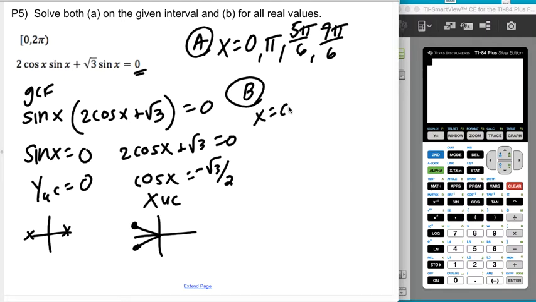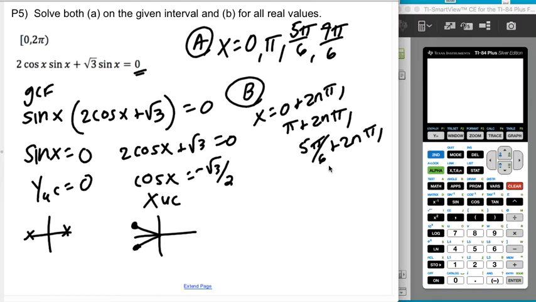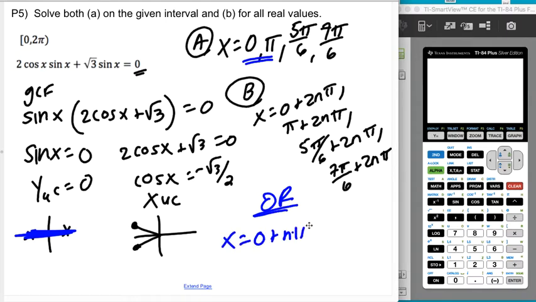My answer to B could be written in two different ways. I could either write each one of those plus 2n pi, which is correct, right? There's nothing wrong with that. Or I could combine those first two because they are exactly pi radians apart, right? Those first two make a straight line, right? These two. So the other way I could write this is 0 plus n pi to cover those two, and then list the other two as they were. So 5 pi over 6 plus 2n pi, and 7 pi over 6 plus 2n pi. And I don't care which of those you pick. We're all good.